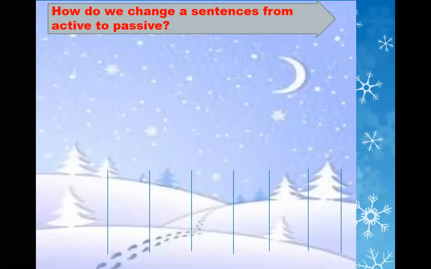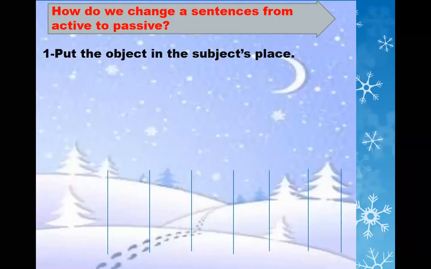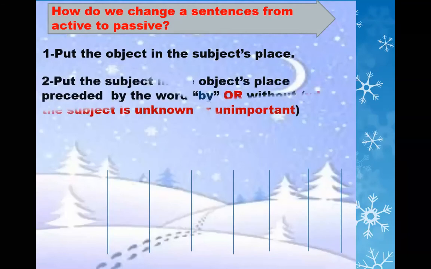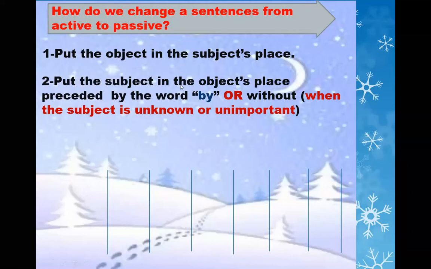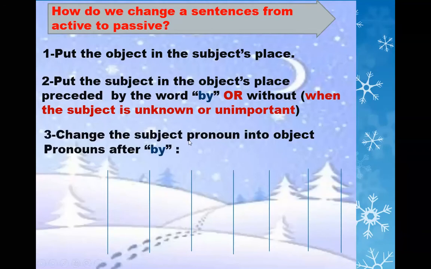How can we change the sentence from active to passive? We have just said it. Put the object in the subject's place. These are the steps that you have to know in your mind. The second step is put the subject in the object place, preceded by the word by, or without when the subject is unknown or unimportant. Change the subject pronoun into object pronoun after by.